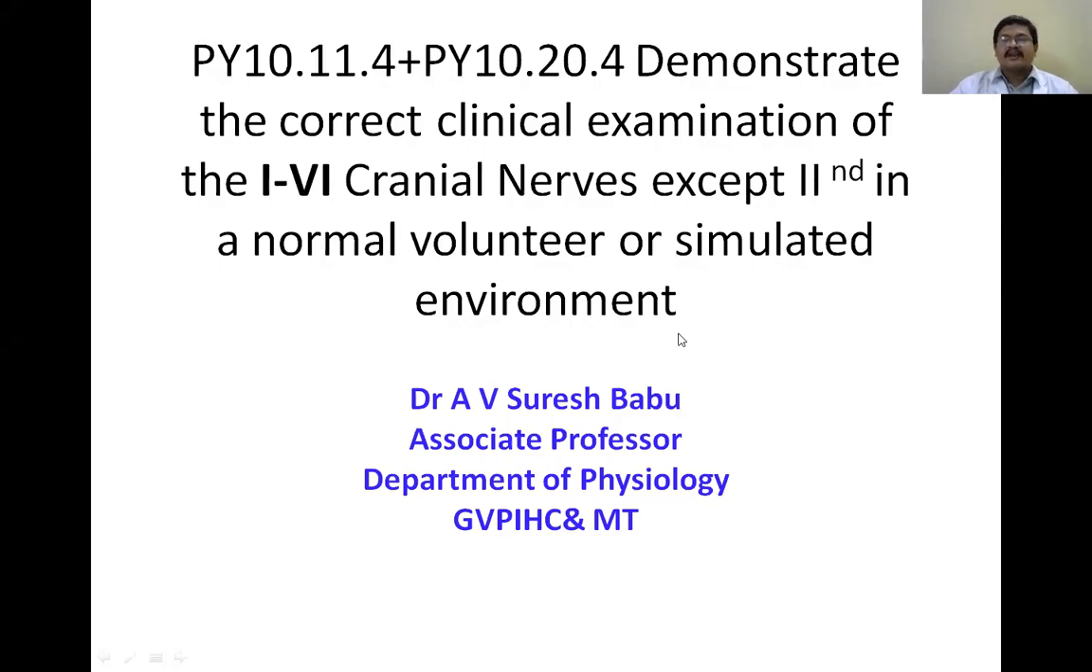First to sixth cranial nerves. Already we have discussed the second cranial nerve in the last two classes: color vision, visual acuity, and we have discussed the field of vision also. Today we are going to discuss the remaining cranial nerves.